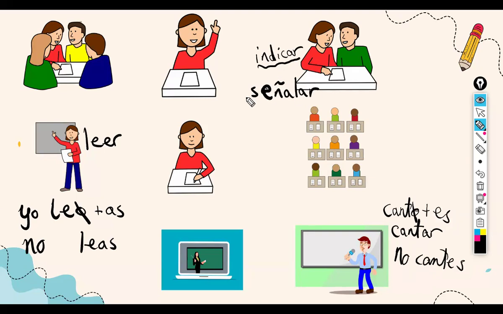All right, señalar. We take the yo form, señalo. Take off the O, add the opposite ending, señales. Right? All right, now, indicar. Let me think.